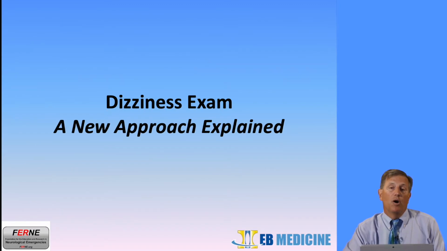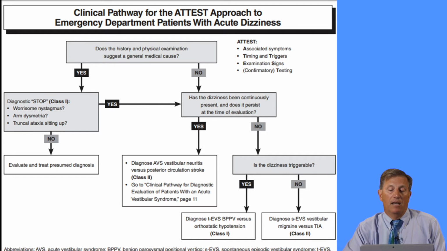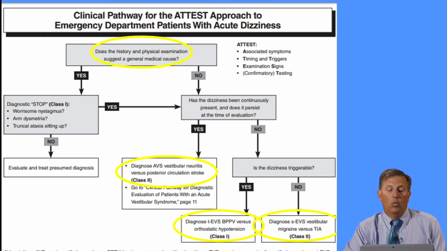Let's talk about this new approach and explain it as based on what Dr. Edlow has provided to us. Our history, again, is the mnemonic ATTEST: associated symptoms, timing, triggers, examination signs, and confirmatory testing. This, again, is the clinical pathway, and we have circled in yellow the 4 areas that help us. Is there a general medical cause without stroke symptoms or findings? Does there appear to be a severe constant acute vestibular syndrome? And if not, if it's intermittent or episodic, is it triggered and or spontaneous?